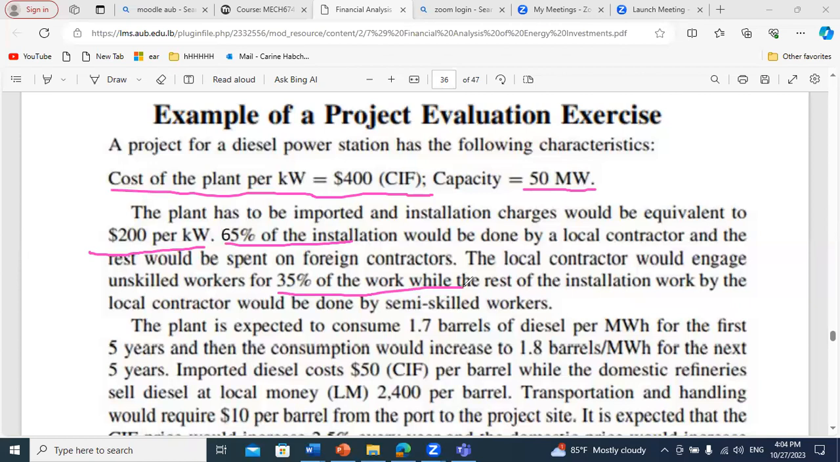economic and financial costs. The plant is expected to consume 1.7 barrels of diesel per megawatt hour for the first 5 years, and then the consumption would increase to 1.8 barrels per megawatt hour for the next 5 years. Imported diesel costs $50 CIF per barrel, while the domestic refineries sell diesel at 2,400 local money per barrel. And the transportation and handling would require $10 per barrel from the port to the project site.